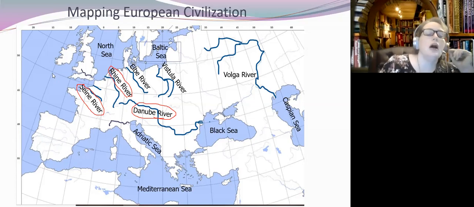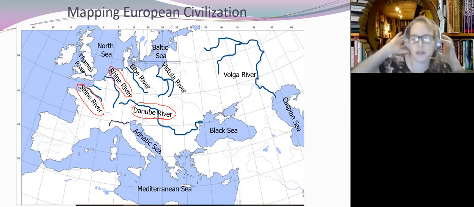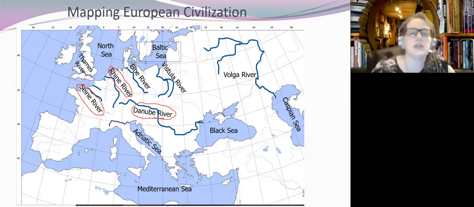There we go. The Thames River is going to be the river in England. Once again, this is not one that's on your study guide map list for the test, but it's also going to help you locate the city of London, as we'll see in just a second.